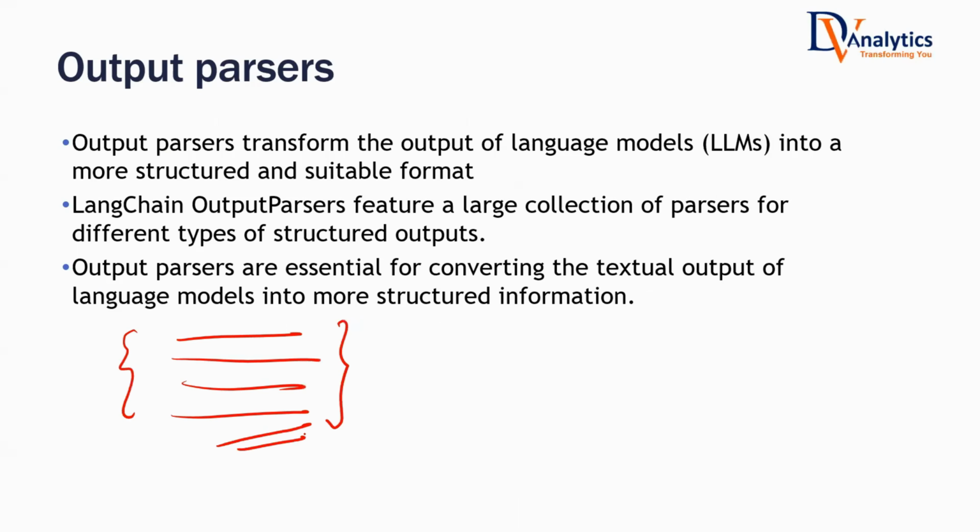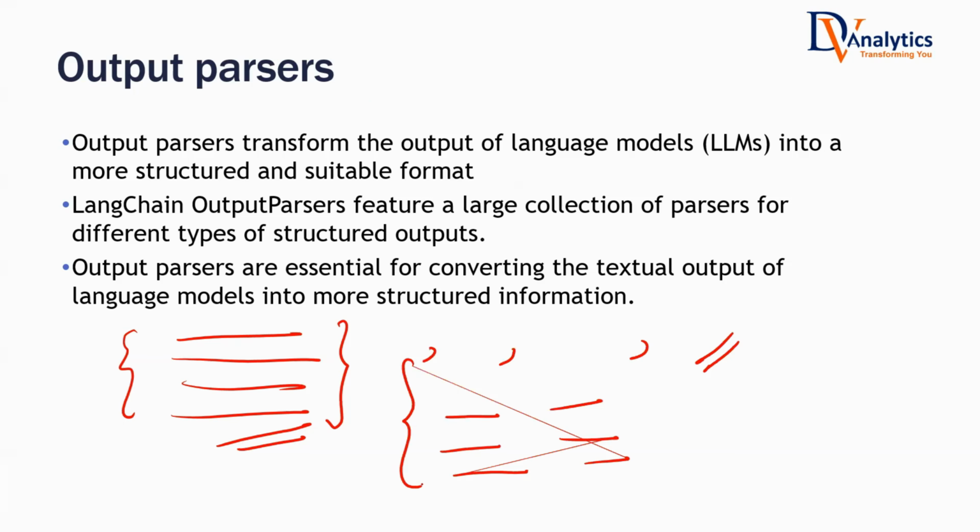But what if you want the output in a particular format? I don't want the output in the string format. Lengthy doc string, I don't want it. I want the output to be in a comma separated format. Or sometimes I want the output to be in a dictionary format. Key value pair, key value pair, key value pair. So that this dictionary, I can use it later on.